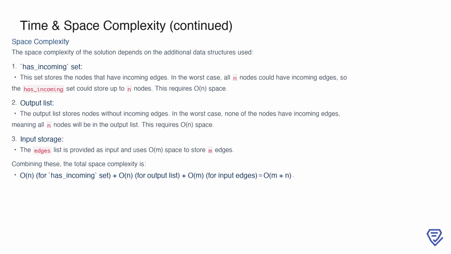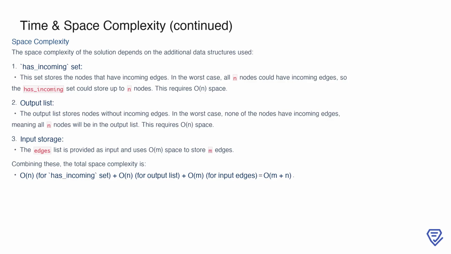Now let's consider the space complexity of the solution. The first major contributor is the has_incoming set, which stores all nodes that have incoming edges. In the worst case, every node in the graph could have an incoming edge, so the set would contain up to n nodes, requiring O(n) space. The second contributor is the output list, which stores nodes without incoming edges. In the worst case, none of the nodes have incoming edges, meaning all n nodes would be included in the output list, again requiring O(n) space.